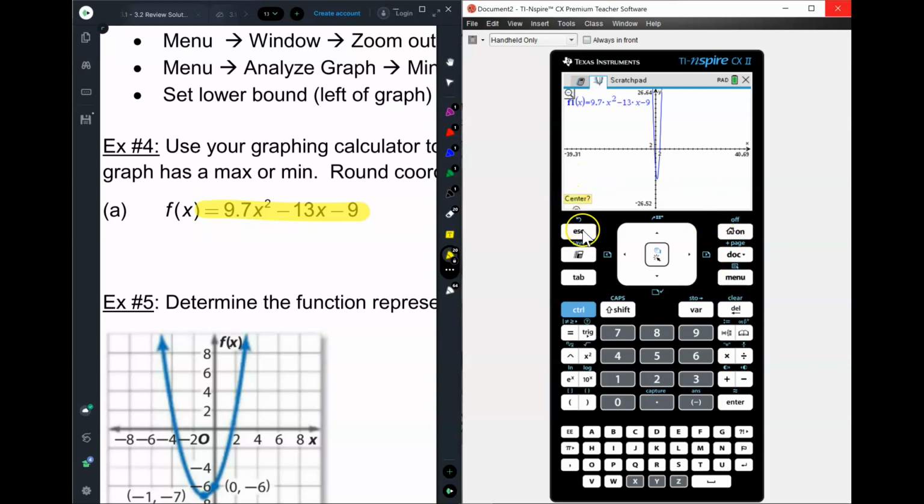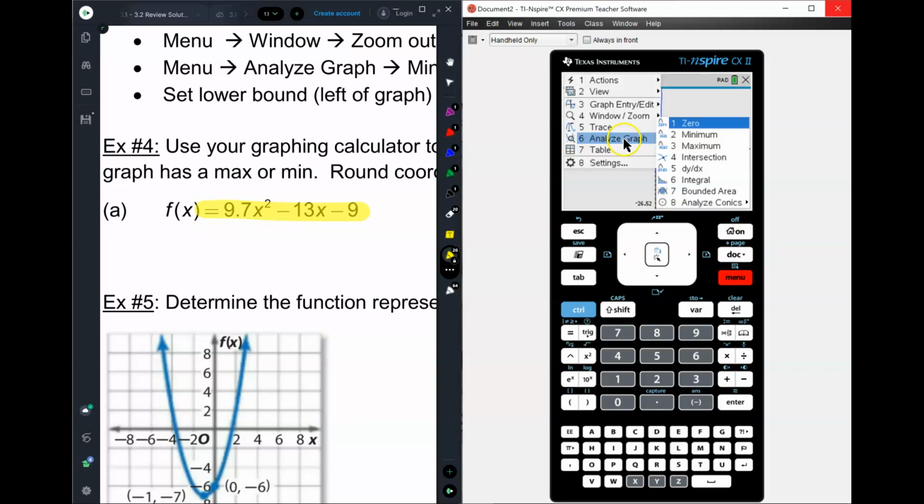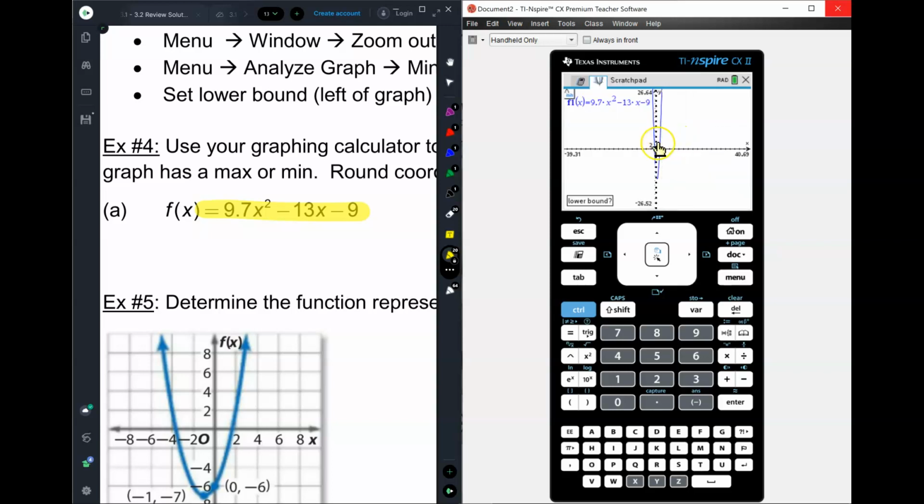Now we can escape from here. Escape before you do anything else. Now we're going to find the minimum and the maximum. So go to menu, analyze graph. Is this a minimum or a maximum? Minimum. And then again, it's lower bound and upper bound. Same thing. So there it is.